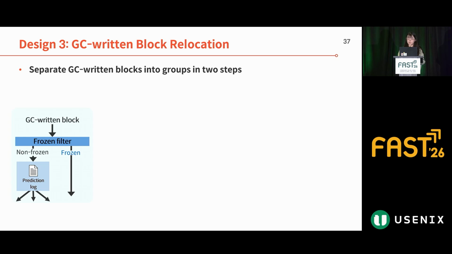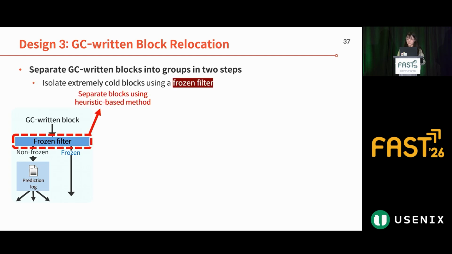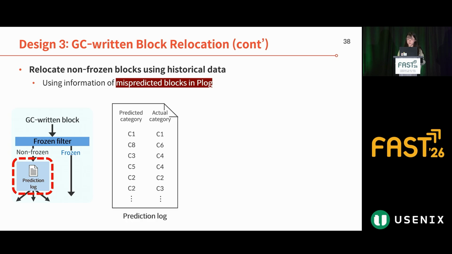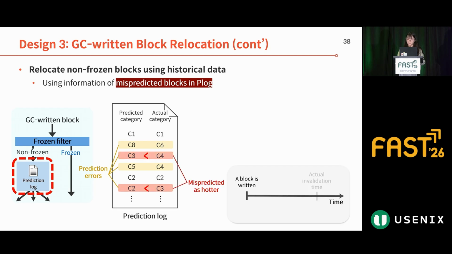Finally, I'll explain DOGI's relocation policy for GC-written blocks. DOGI separates GC-written blocks in 2 stages, similar to user-written placement. First, DOGI uses a heuristic-based frozen filter to identify extremely cold blocks. And the remaining non-frozen blocks are relocated using the prediction log. DOGI identifies blocks whose prediction was incorrect. Among them, DOGI filters out blocks that were mispredicted as hotter.